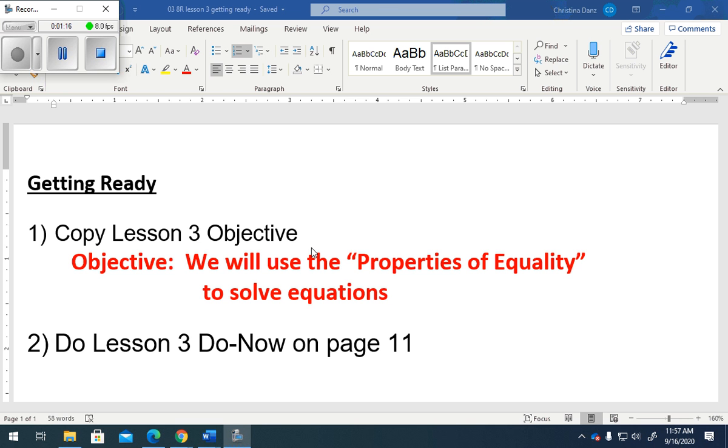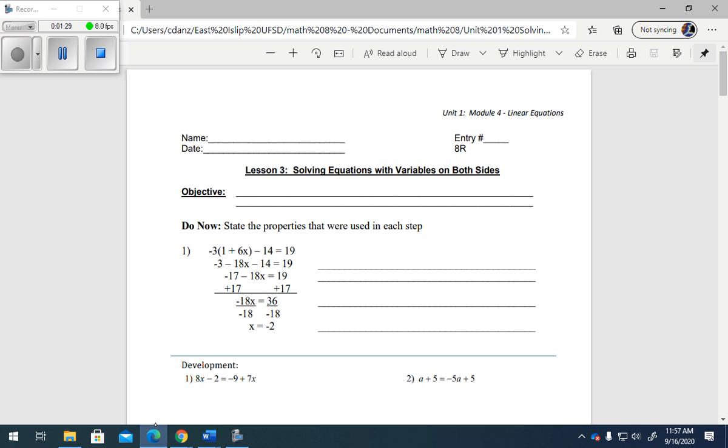So your do now is on page 11. I would appreciate it if you paused, did it on your own, and then checked. And hopefully you do that. So this do now is asking you to state the properties that were used in each step. There would be a question like this on your test asking you about properties. So you do have to know the proper terminology.